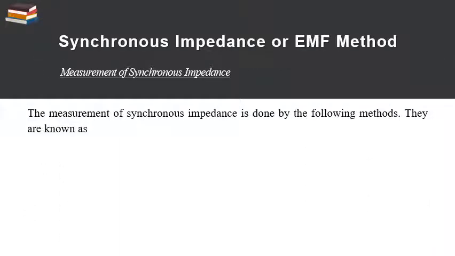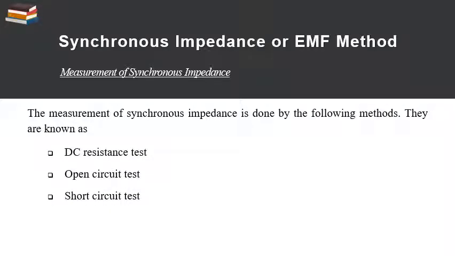Next is measurement of synchronous impedance. The measurement of synchronous impedance is done by the following methods. They are known as the DC resistance test, open circuit test and short circuit test. By using these three tests, we can calculate or find out the value of synchronous impedance ZS.